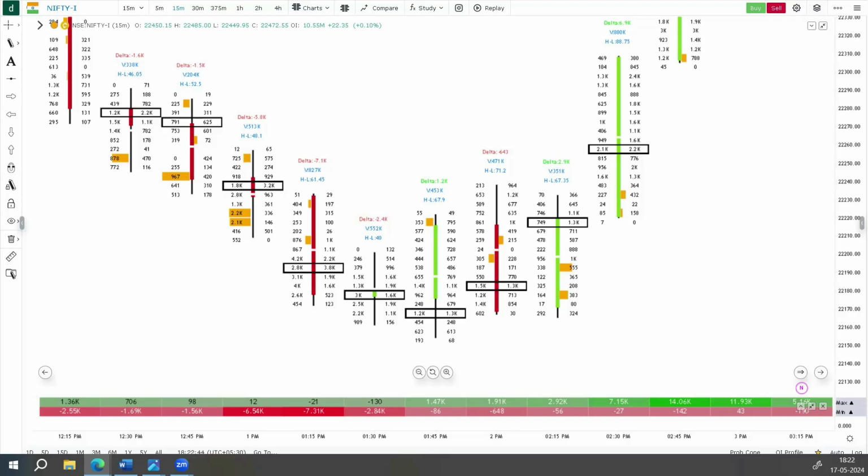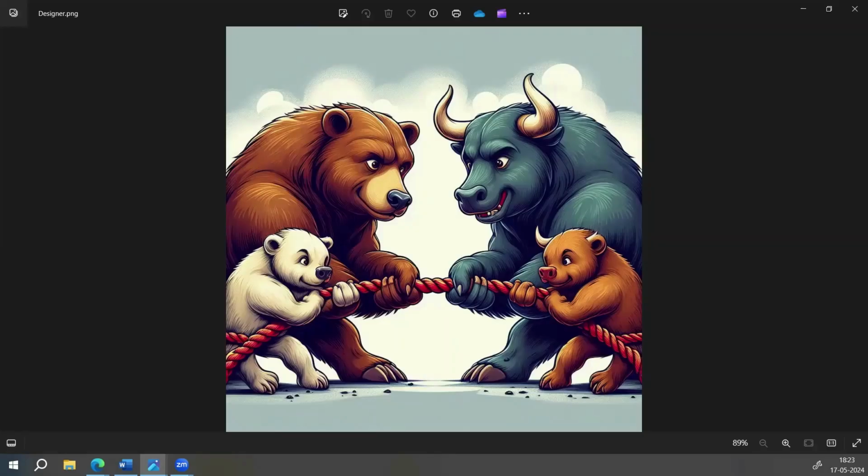So what is absorption then? Think of the stock market like a tense tug of war between two teams. Typically, when one side exerts more force, the rope moves noticeably in their favor. However, sometimes you might have observed that even though one side continues to pull, the rope barely shifts. This subtle resistance indicates that the opposite side might be quietly absorbing the pressure, potentially leading to an eventual reversal in the rope's movement.